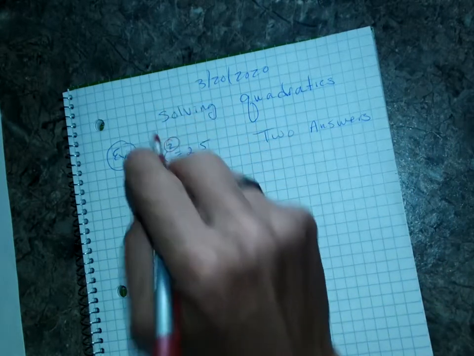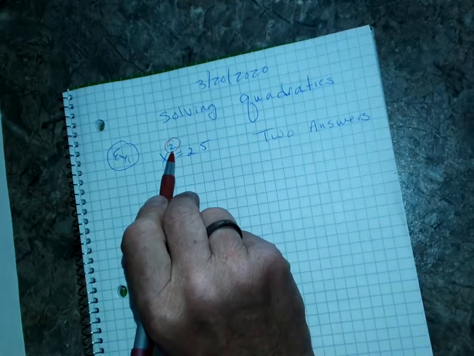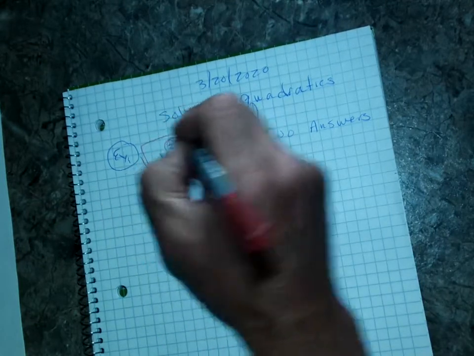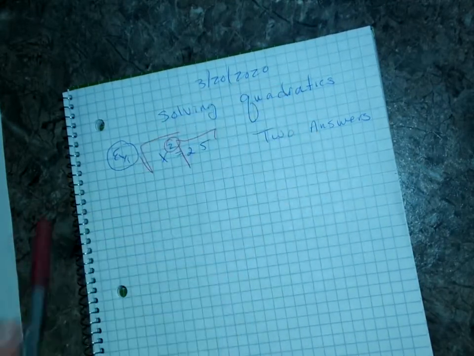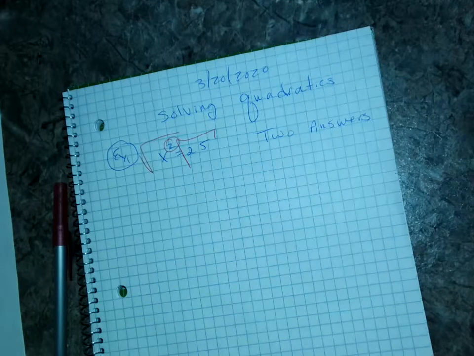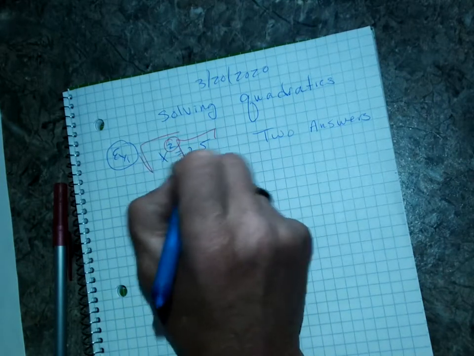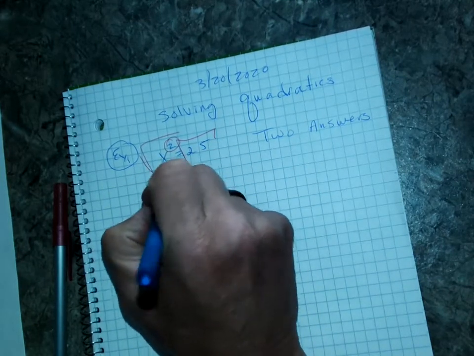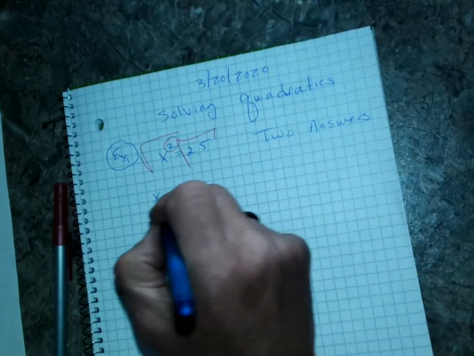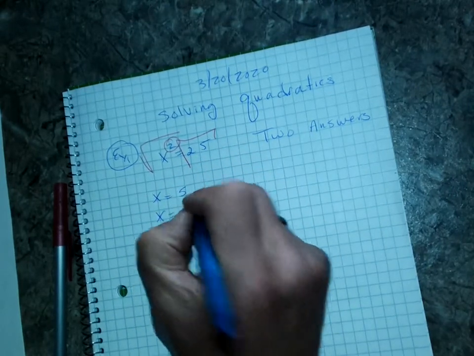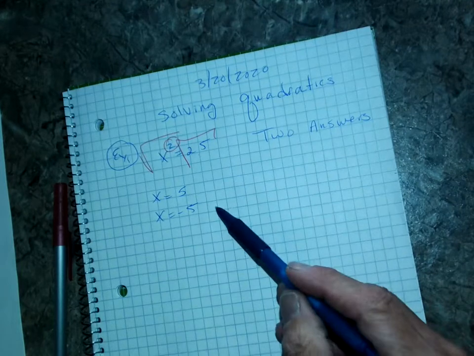I'm going to take the opposite of a square, which is to square root. That's why we've been working on square roots. But there's got to be 2 answers. So if I take the square root of 25, I get 5. But I'm also going to get negative 5. And here's why it's got to be negative 5 also.